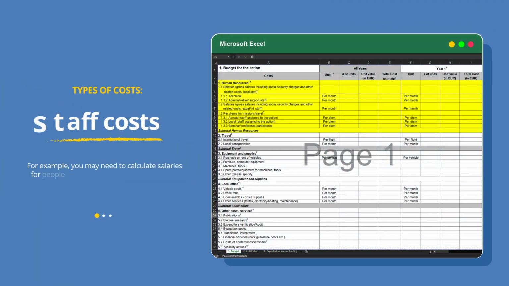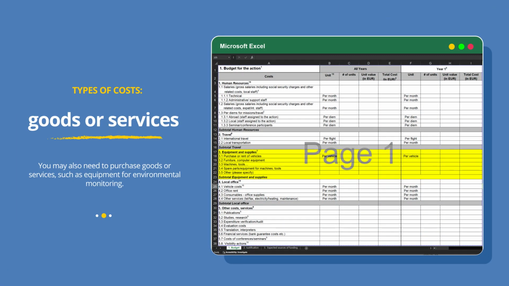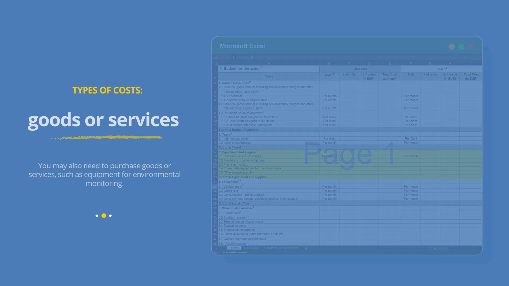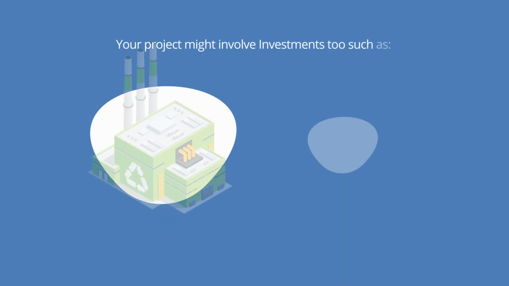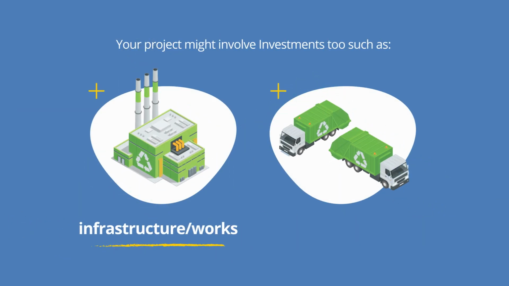For example, you may need to calculate salaries for people working on your project. These are staff costs. You may also need to purchase goods or services, such as equipment for environmental monitoring. If your project involves meetings or events, you may require travel and subsistence costs, such as hotel bookings, airplane tickets, per diem allowances, and more. Your project might involve investments too, such as infrastructure or works and equipment.